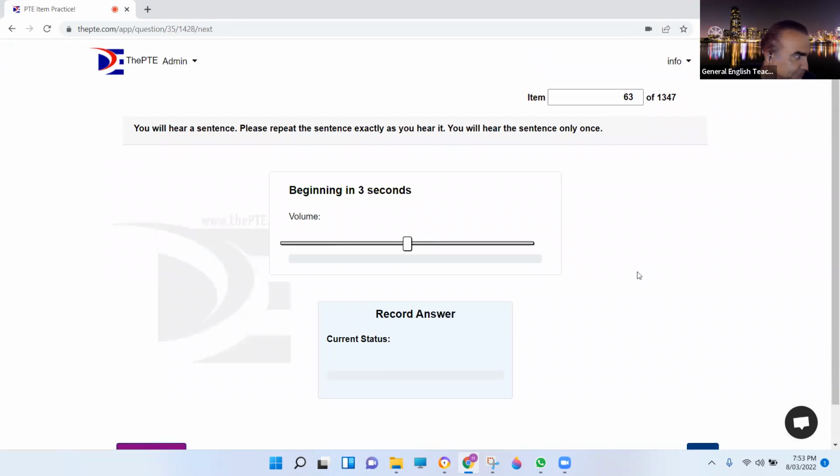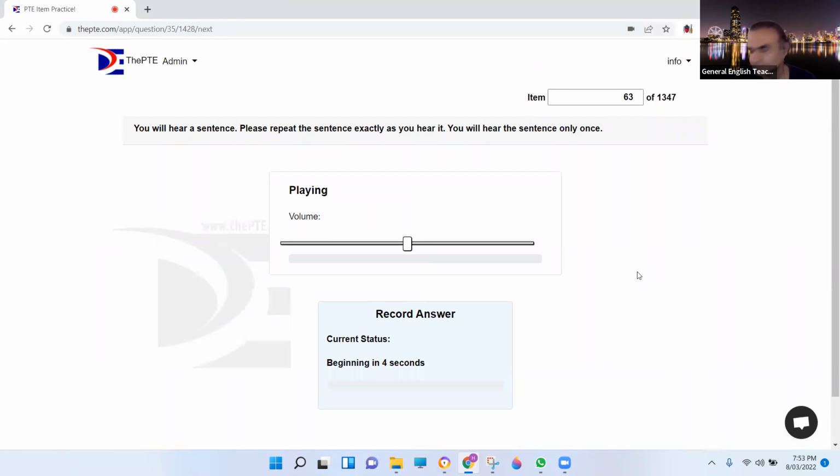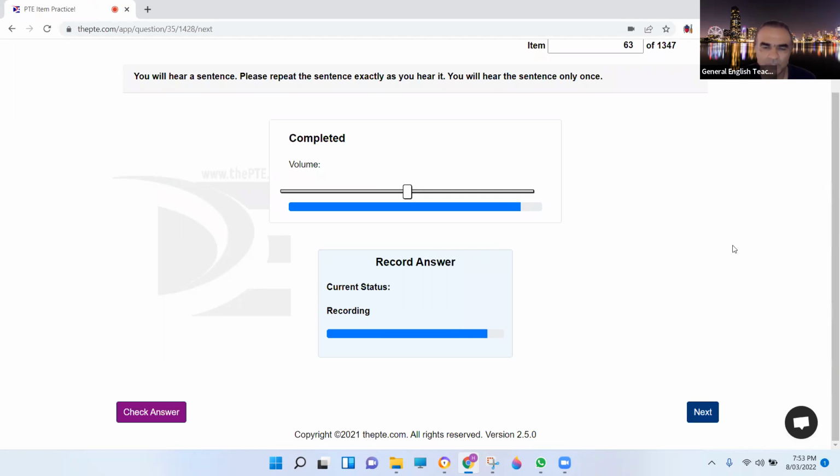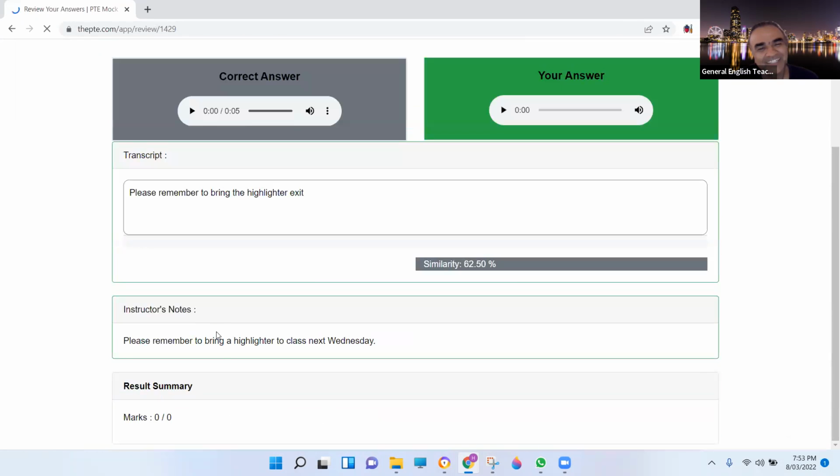Jacob. Please remember to bring a highlighter to class next Wednesday. Please remember to bring the highlighter to the class next Wednesday. Excellent. Okay. Please remember to bring your highlighter to class next Wednesday. Please remember to bring a highlighter to class next Wednesday.